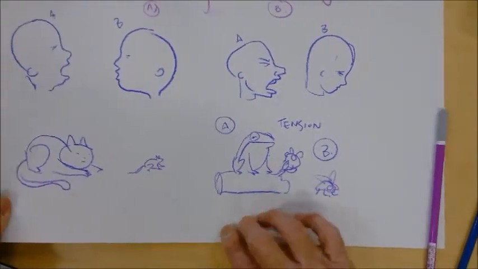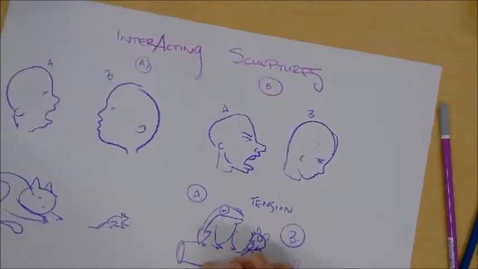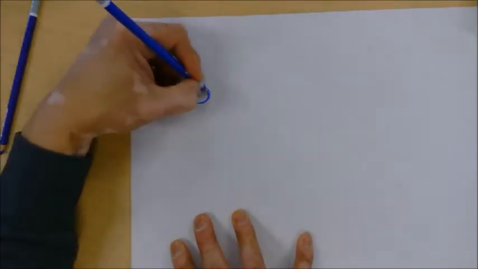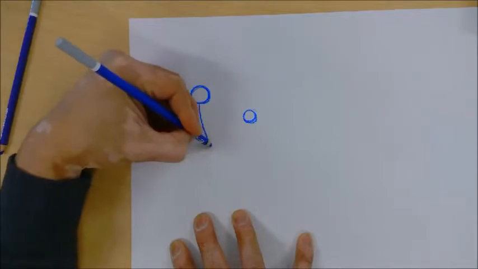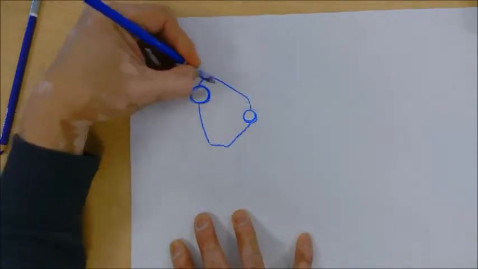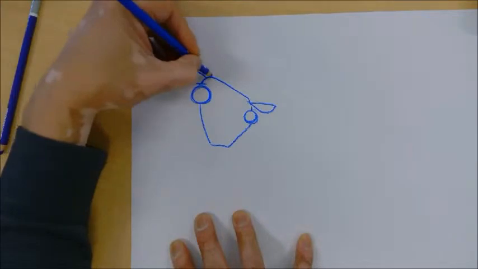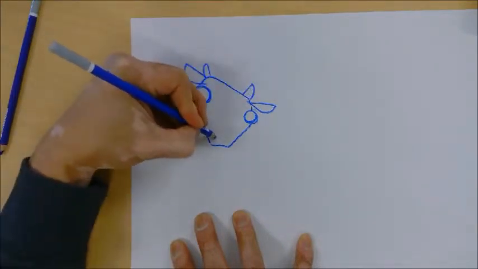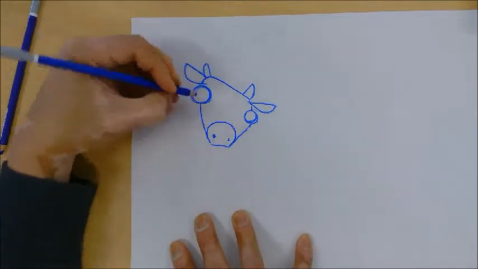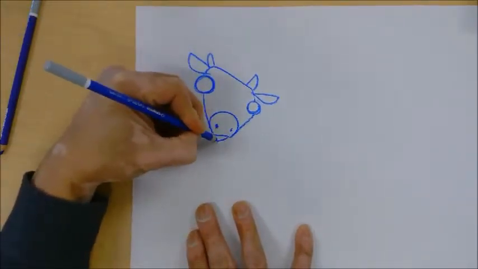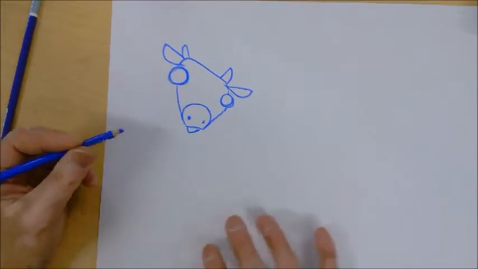There's one last way to do interacting sculptures. Interaction can happen in all sorts of ways. I've already explained one way, which is clearly making two pieces that tell the same story. The other way to create interaction is by taking a style. So let's say you have a really crazy wild style. Sculpture one, sculpture two.